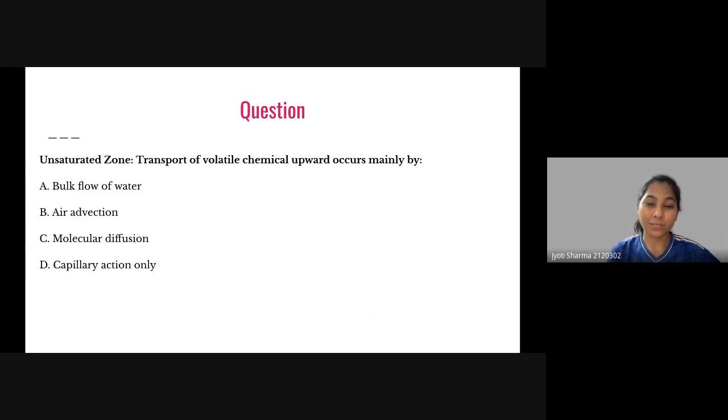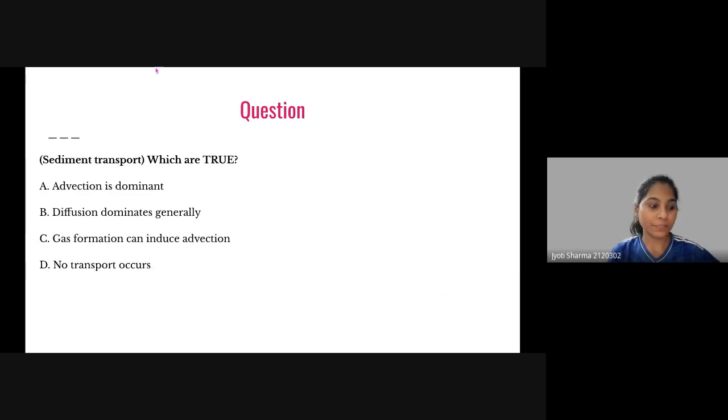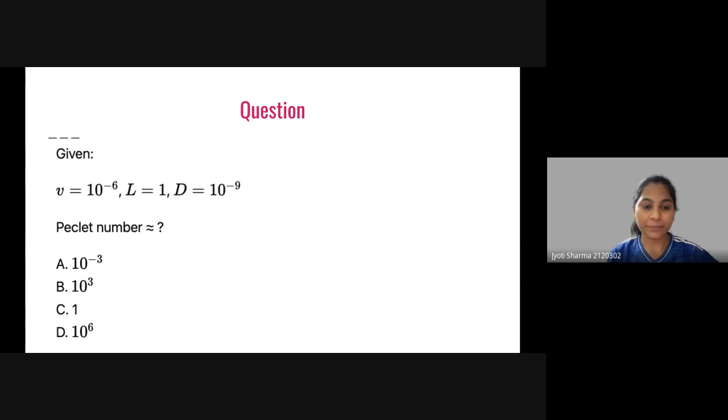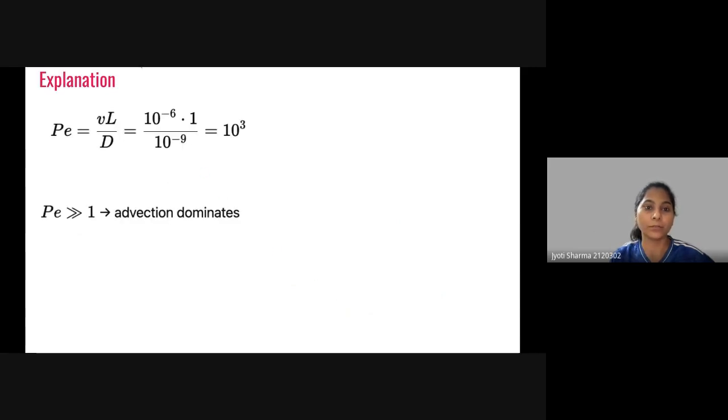We already have learned about this transport of volatile chemical, but in a different way. So I'm skipping this right now. Sediment, we already have learned. This one, I just wanted to have a new question. Okay, Peclet number. Can you calculate Peclet number if the velocity, the thickness, and diffusion coefficient is given? I gave you one formula to calculate the Peclet number. What was it? So there is the formula. Let me tell you. The formula for the Peclet number is velocity multiplied by thickness divided by your diffusion coefficient. And if it is more than one, obviously, then the advection will dominate.